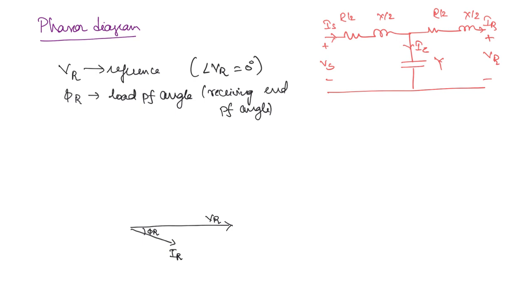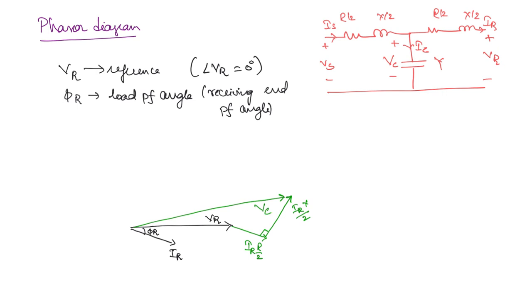Now what will be the drop across this resistance, IR into R by 2? This will be in phase with IR. IR X by 2 will be perpendicular. So here you will get IR into R by 2, and this will be perpendicular, IR X by 2. Now what will be the phasor sum of VR and this voltage drop? VR plus the voltage drop across this is going to be VC. VC is the voltage across the capacitance.